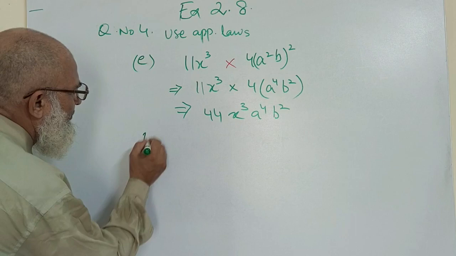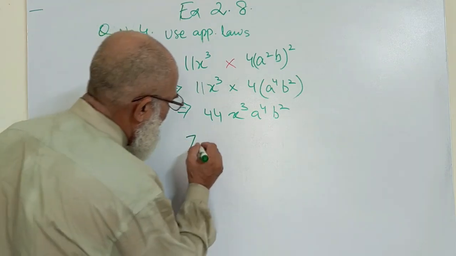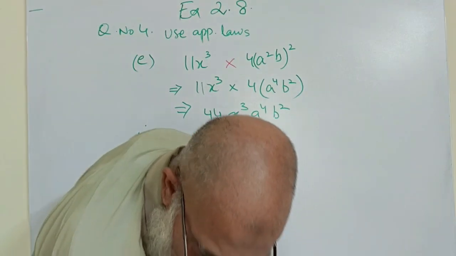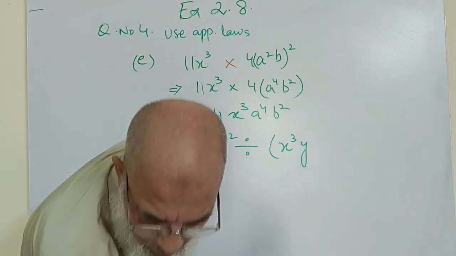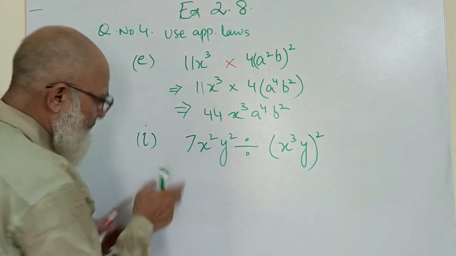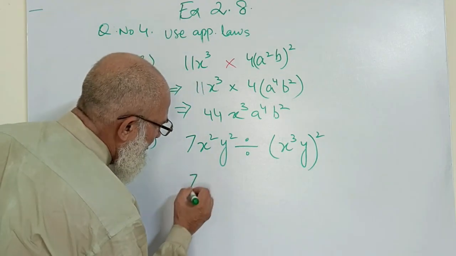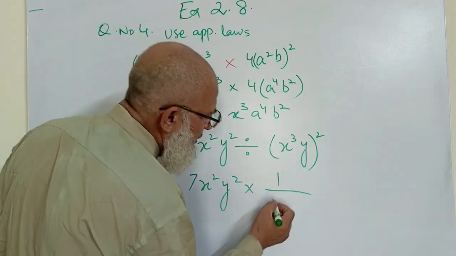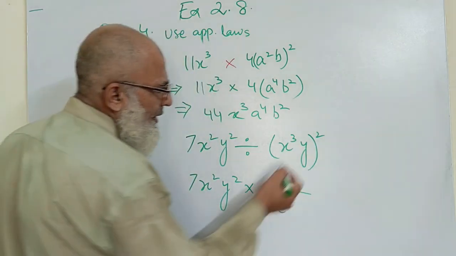Part I is 7x square y square divided by (x cube y), which is whole raised to power square. So leave this portion, start from here, or you can simultaneously do it like this: multiplied by, bring it down, multiply 3 with 2, it will become x6 and y square.